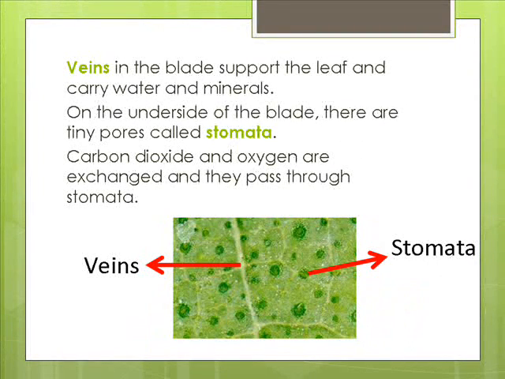Veins in the blade support the leaf and carry water and minerals. On the underside of the blade, there are tiny pores called stomata. Carbon dioxide and oxygen are exchanged, and they pass through stomata.